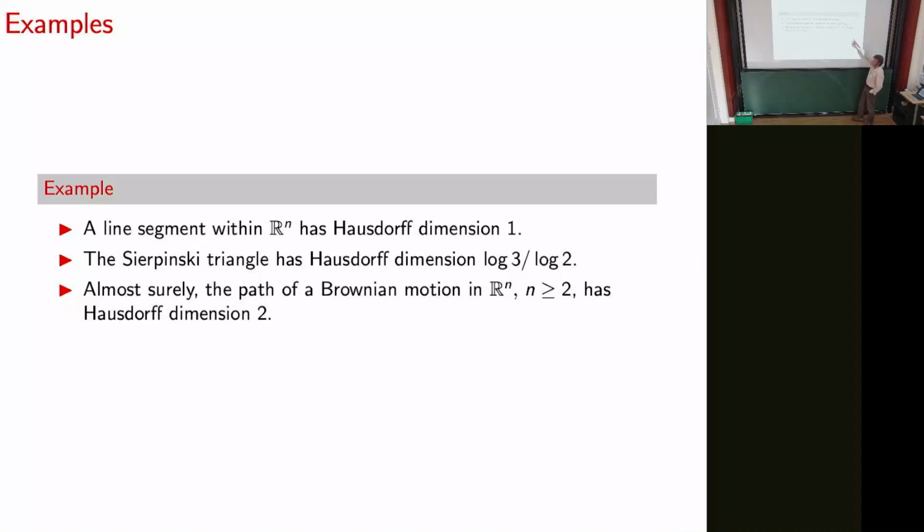The Sierpinski triangle has Hausdorff dimension log 3 over log 2. So there's more to the Sierpinski triangle than a line segment, but a lot less than the whole plane. And you would distinguish between the middle third Cantor set and the middle billionth Cantor set. They have different dimensions in this sense. Okay, and then this is a good one. The path of a Brownian motion in R^n, n greater than or equal to 2, has Hausdorff dimension 2. So you take a Brownian motion in R^3, this little jittery bug flying around, and it has dimension 2.